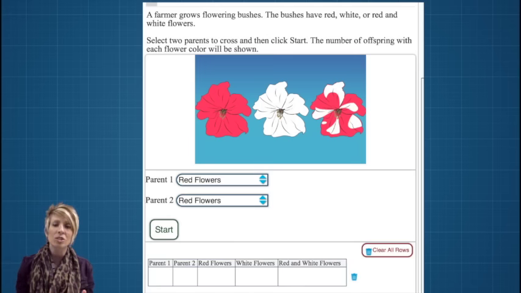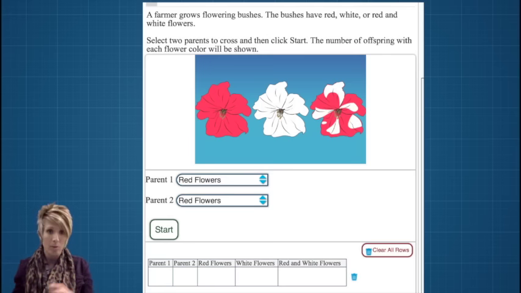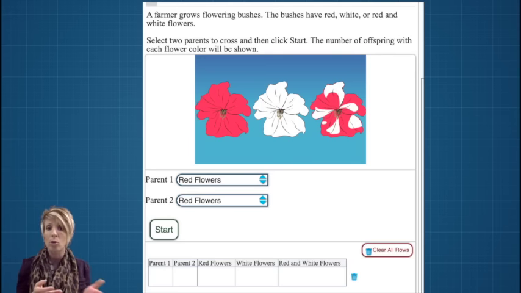So what this is going to show you is how many of the offspring would be red, how many would be white, or how many would be red and white. And again, that red and white thing, that's that co-dominant feature where the red isn't dominant, the white isn't dominant, they're both dominant. And so when they mix, you see red and white. So if this were a computer, you would be able to, for parent one, change it to red flowers or white flowers or red and white. Same thing for parent two. Then you would hit start. And then you would be able to type in, or it would pop up for you automatically, the information of how many flowers were each of those.